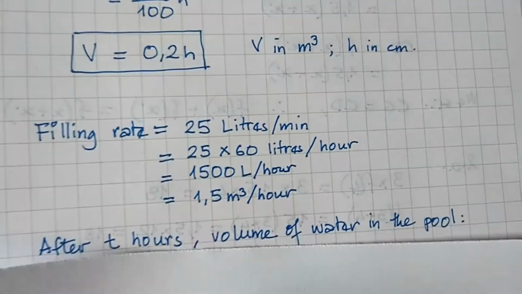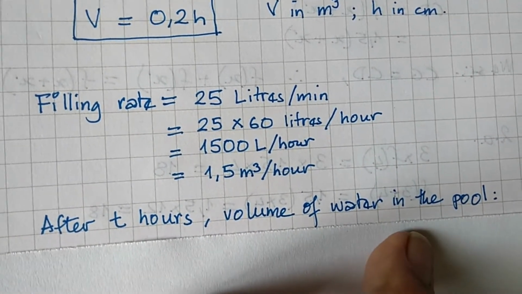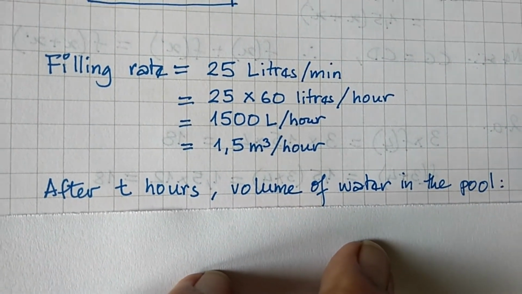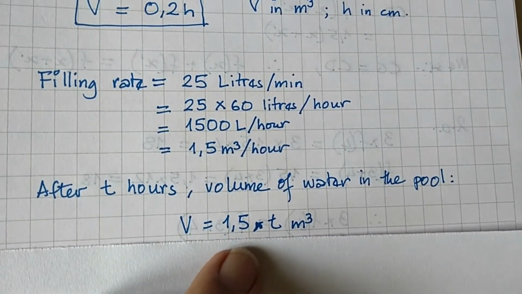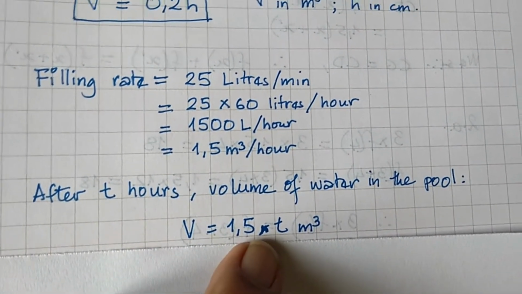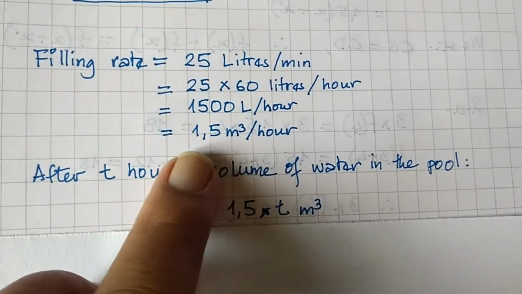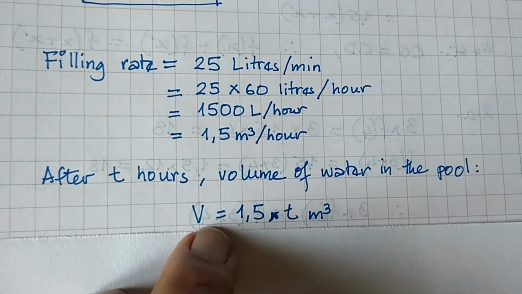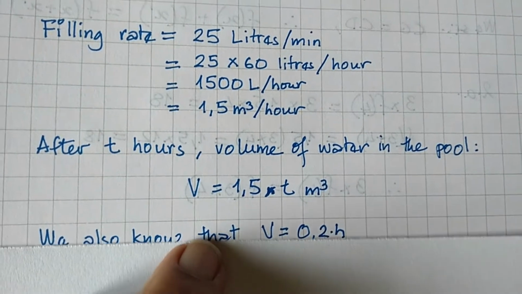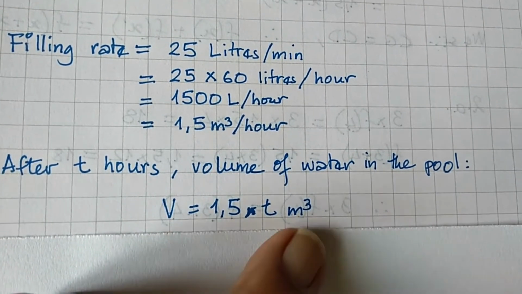Okay, so now what will be the volume of water in the pool after T hours? Well, that is very simple. You just multiply this into T and you will get that volume of water. So V is equal to 1.5 into T, that squiggle is supposed to indicate multiplication, into T meter cubes, because you take this and multiply it by the number of hours, you will get the volume. So this is where T is in hours and V is in meter cube.